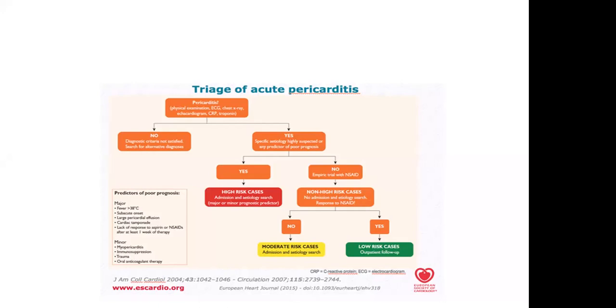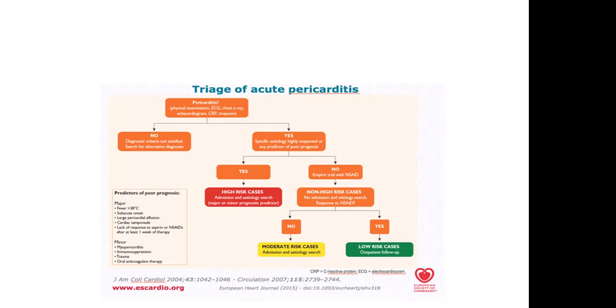However, the factors that determine whether you keep the patient or ask the patient to go home depend on the prognostic factors. If the patient has a poor prognosis, as listed on the table: fever of more than 38, acute onset, a condition like pericardial effusion, tamponade physiology, lack of response to aspirin or NSAID at least after 1 week of therapy, then those are regarded as poor prognostic factors.